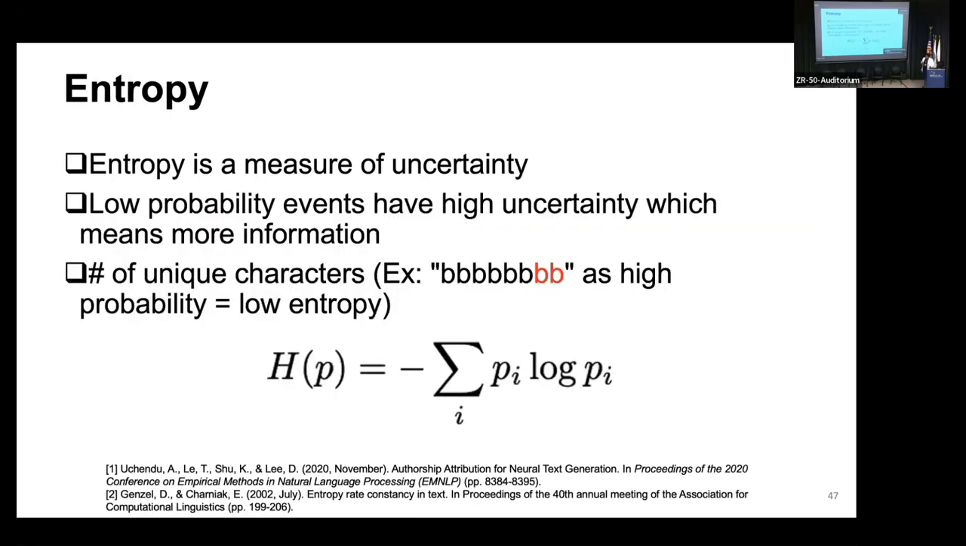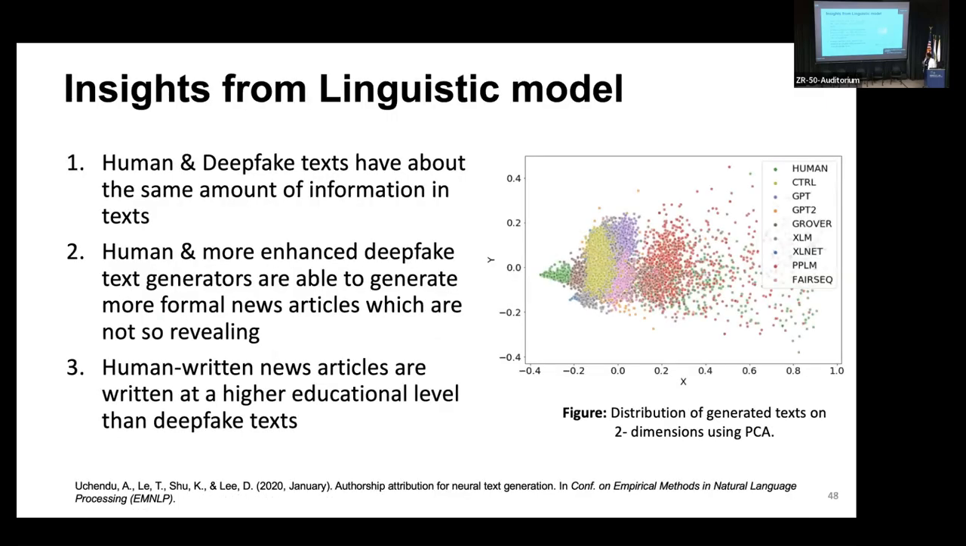And then we also calculate entropy. Now, there are different ways to calculate entropy, and some of them can become intractable. So we just distill down to a simple version of just calculating the number of unique characters. So the insights we got from this linguistic model is that human and deepfake texts have about the same amount of information. There were no differences between the entropies. And for some of the language models that we looked at, so we had human and then we had Grover, PPLM, GPT-2. Those were the higher performing models, which means that their writing style was more similar to human and thus were harder to detect. And we also find that intuitively humans had the highest educational level.